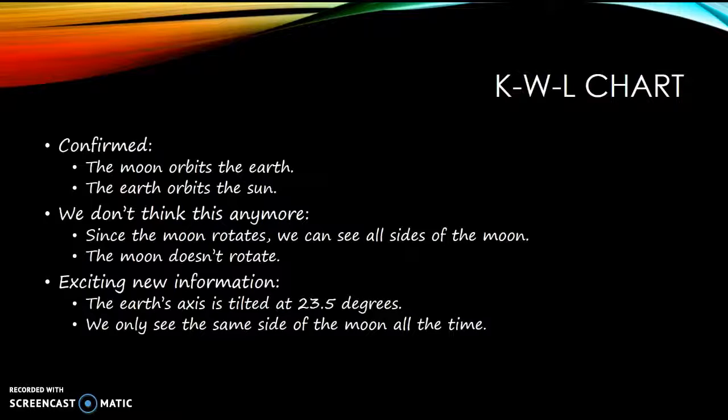So if you wrote that down, you'll want to mark that we can see all sides of the moon is not true. Or that the moon doesn't rotate, which we also saw that it does rotate. It just rotates very slowly, doesn't it? Now, our new information is that the Earth's axis is tilted at 23.5 degrees, which causes our seasons, right? And that we only see the same side of the moon all the time. Now, if you have any additional things that you found out about for any of these columns, go ahead and mark those in.